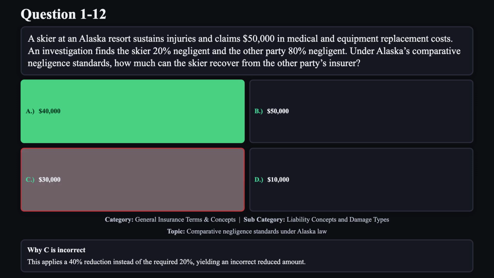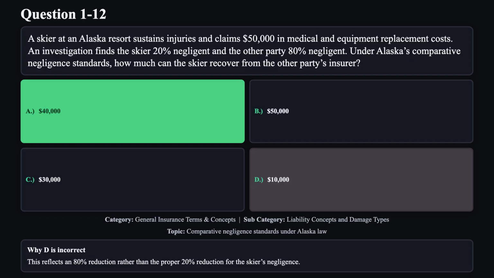Reason C is not correct. This applies a 40% reduction instead of the required 20%, yielding an incorrect reduced amount. Reason D is not correct. This reflects an 80% reduction rather than the proper 20% reduction for the skier's negligence.